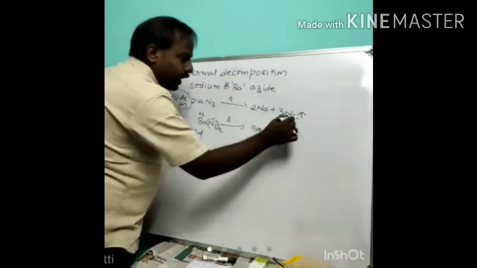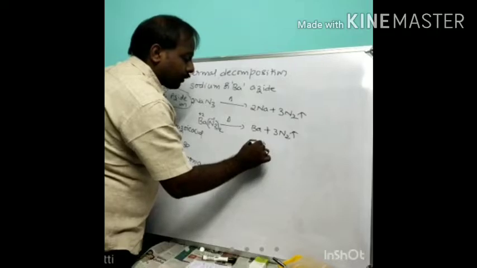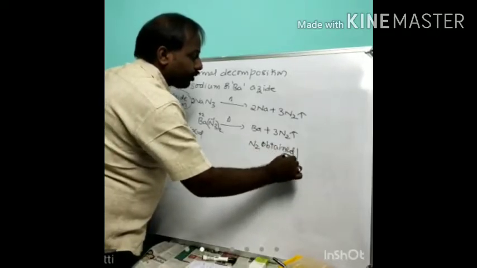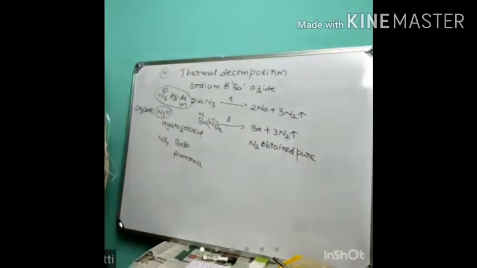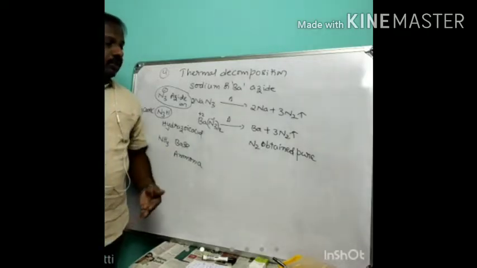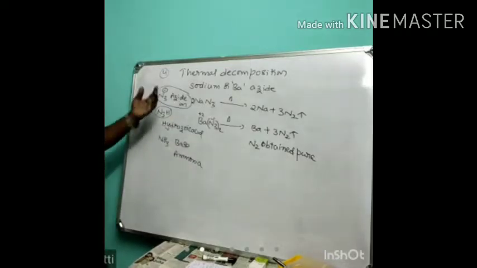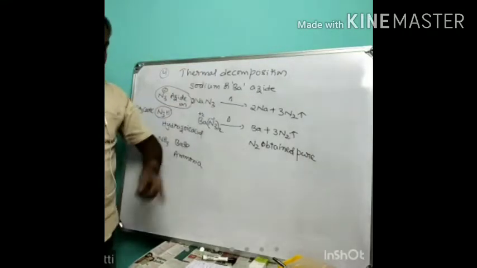In this process, the nitrogen obtained is pure. So among the methods, in which method do we get pure nitrogen? Pure nitrogen can be obtained by thermal decomposition of sodium or barium azide.